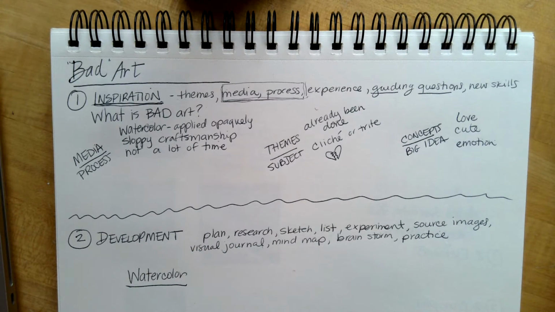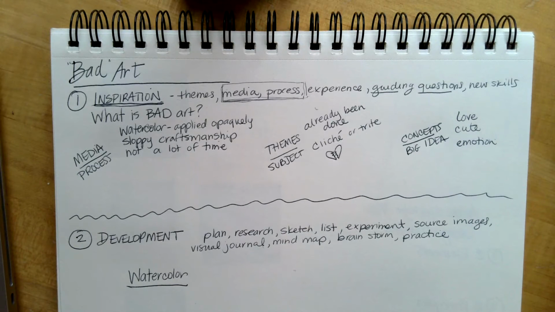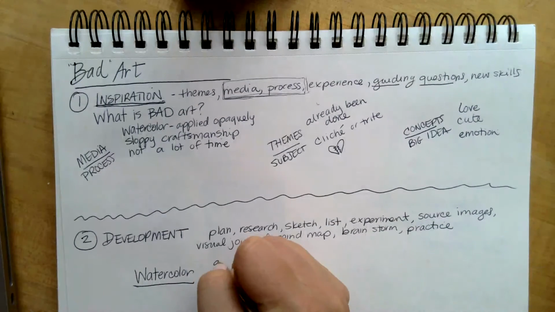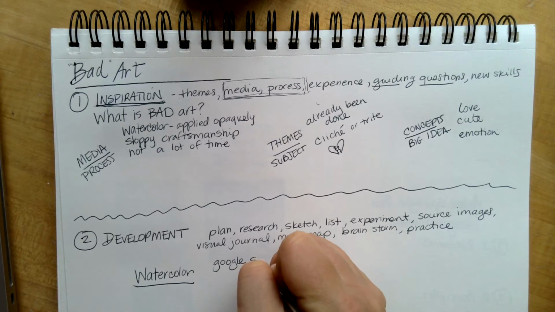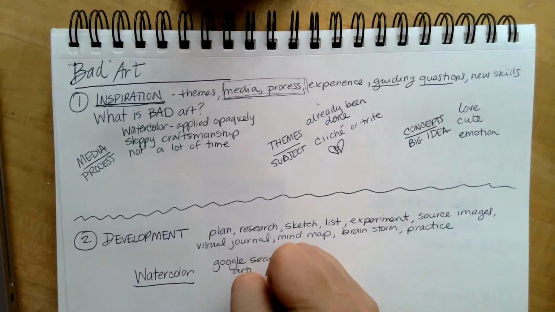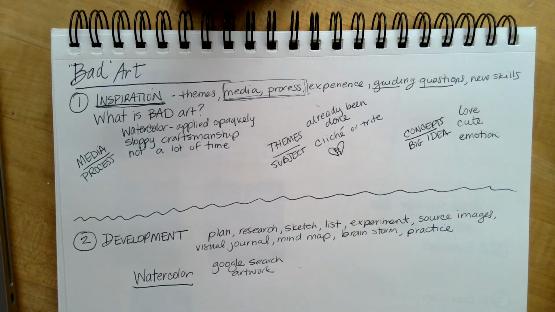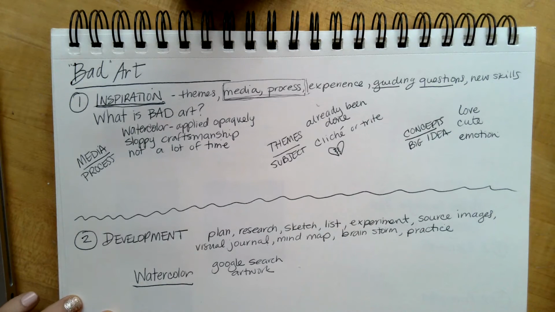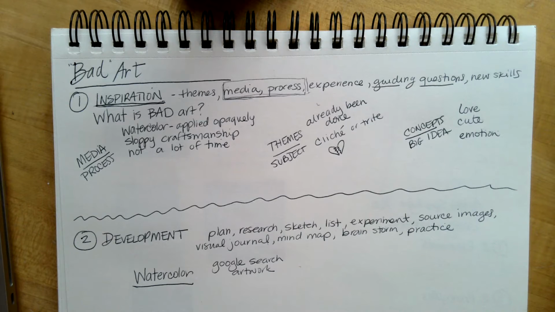And I already have a lot of experience seeing what I consider bad watercolor. So I don't really need to look up, but I think I might do a quick Google search of watercolor images, artwork, and see what I can find. And in order to document that, like I said, I could start a Google slide, or I could make kind of a list.